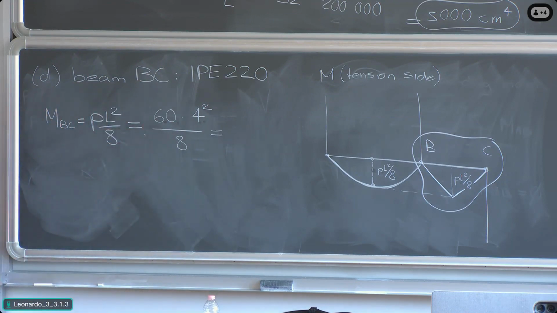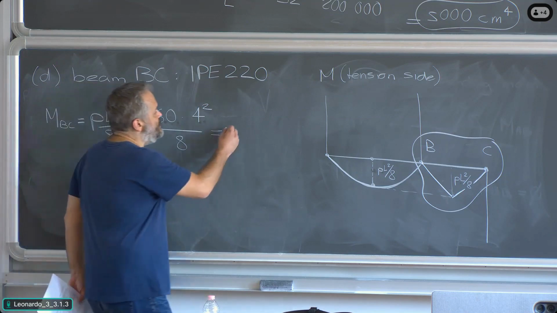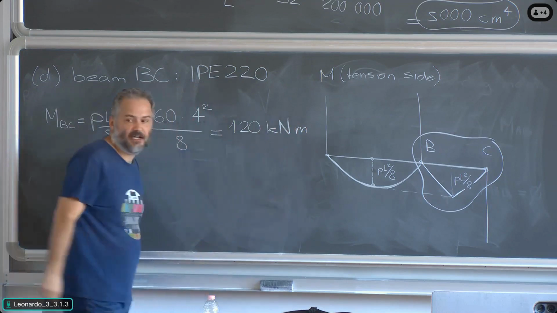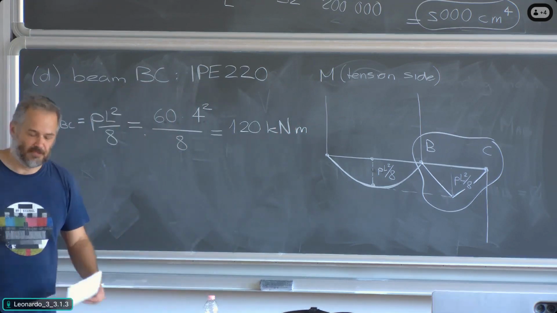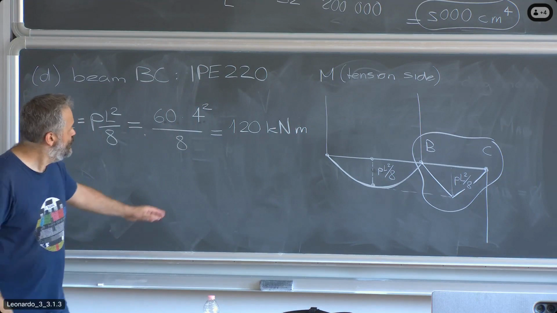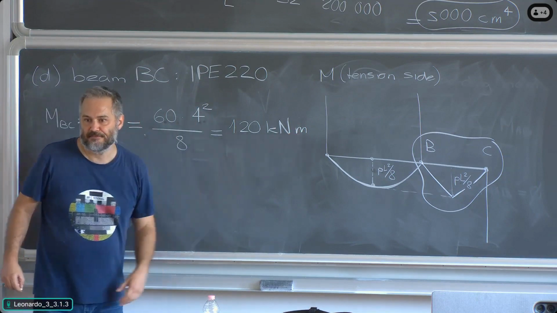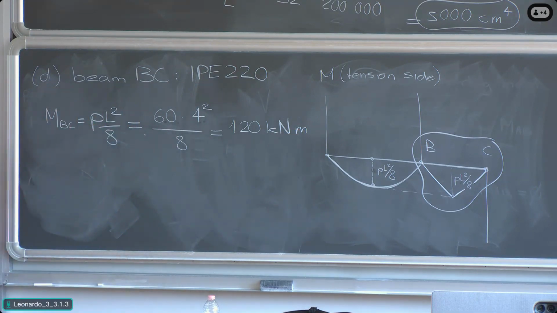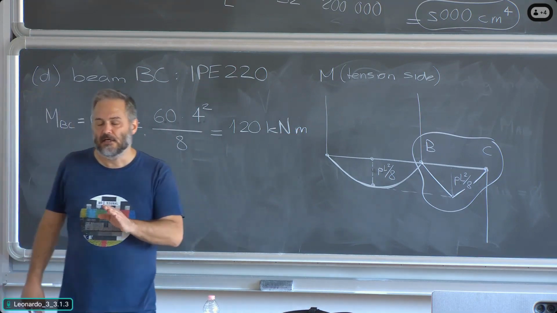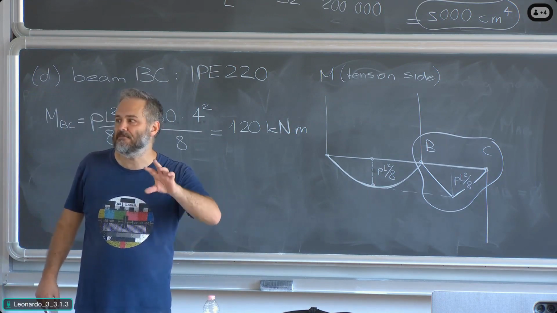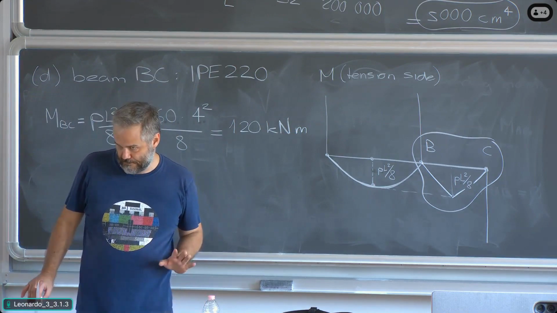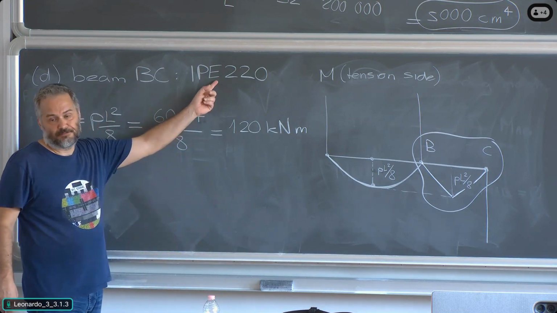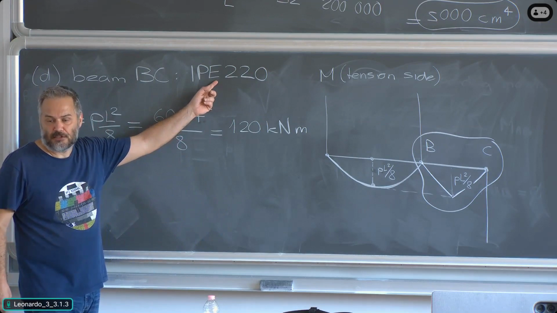60 times 4 to the power of 2 divided by 8 is 120 kilonewton meters, which is the customary unit we use for bending moments: force times length. Got it? Now, this is the moment which acts on my beam. It's the maximum moment that the beam has to sustain. The question is, with this section, will it be enough or not?